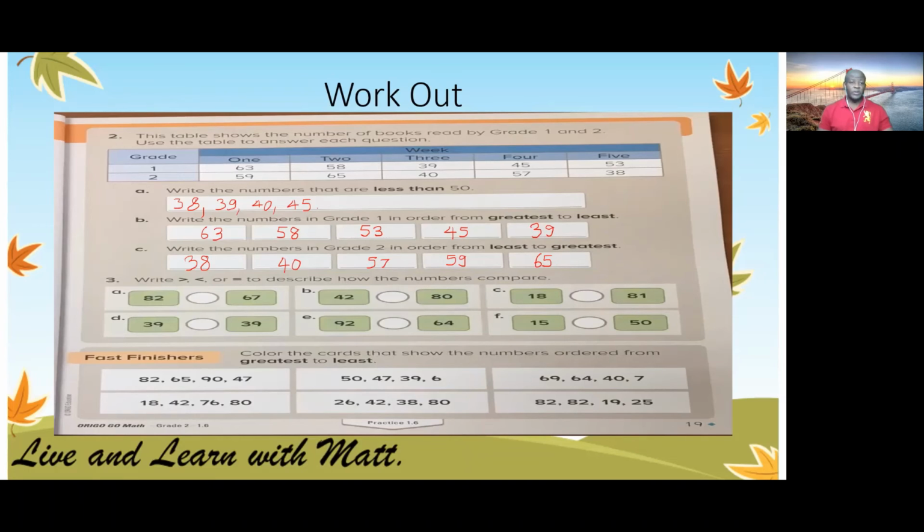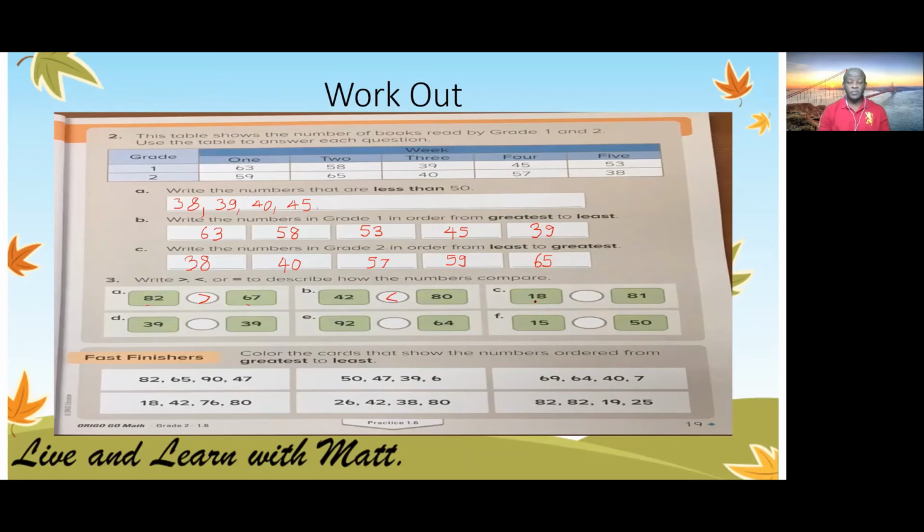Now, number 3, write greater than, less than, or equals to describe how the numbers compare. Part A, let's compare the tens, 8 tens and 6 tens. So 8 tens is greater. We'll put greater than. Part B, 4 tens, 8 tens. 4 tens is less than, so we put less than.